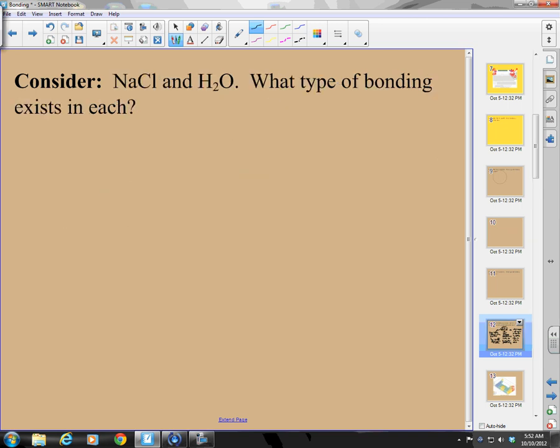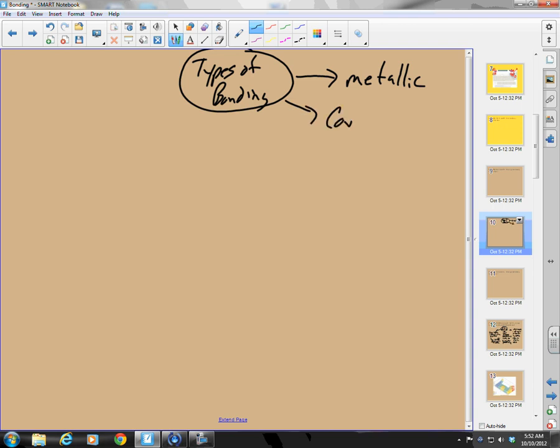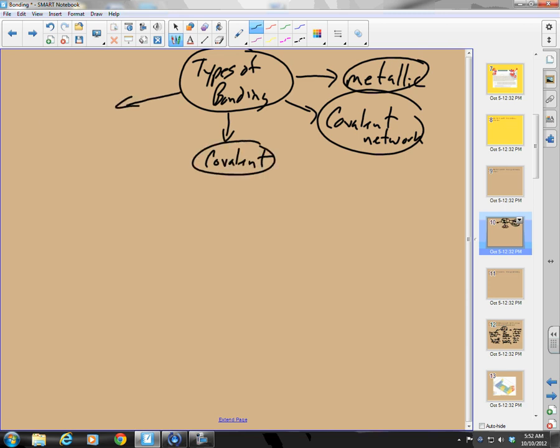So let us move on. Consider NaCl and H2O. What type of bonding exists in each? Okay, more notes. We want to talk about types of bonding. There's some type called metallic, and we'll get into that later in the chapter. And there's one called covalent network, which is a special case, and we'll talk about that later in the chapter. But the two we're going to focus on right now are covalent and ionic.